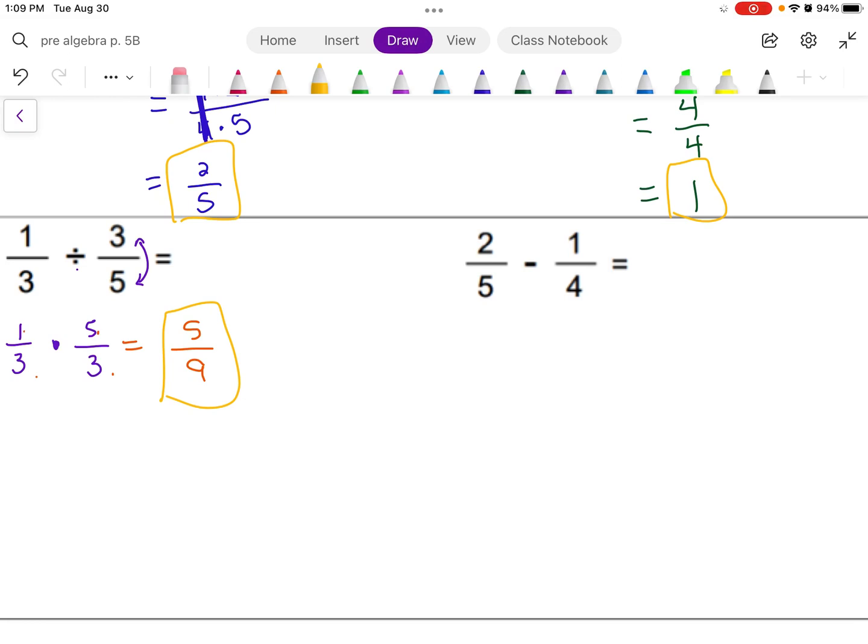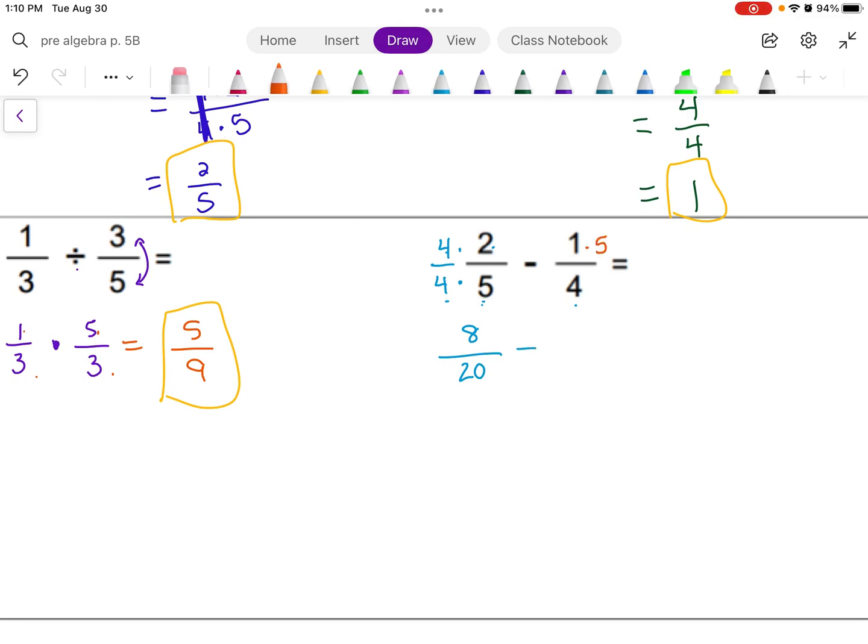2/5 minus 1/4. Well, we're subtracting, so again, we need to start by looking for a common denominator. 5 and 4 are not common. So let's think about what 5 and 4 both go into. Well, the lowest common denominator they would go into is 20. So we need to multiply 2/5 by 4, which would give us 4 times 2 is 8, 4 times 5 is 20.